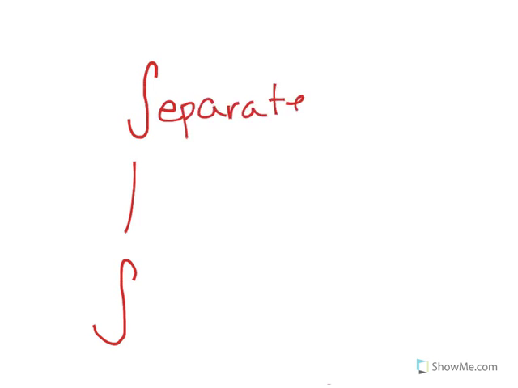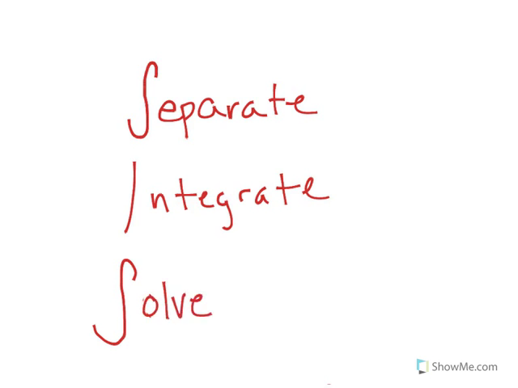Now, there are 3 steps to solving differential equations, and I call this a SIS problem. SIS stands for separate, integrate, and then solve. The reason we're integrating is we're going to have differentials, and integrating makes differentials go away. Now, just for right now, just follow this one along. We're going to go over this together later on, but we're going to remember the 3 steps: separate, integrate, and solve.